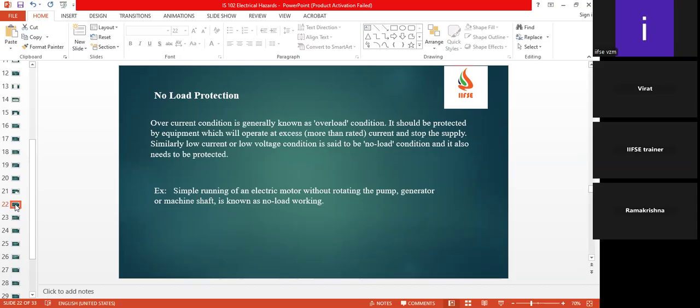When I say no load, here I've taken an example. A simple running of an electric motor without rotating the pump, generator or machine shaft is known as the no load working condition. A motor is running, but it is not giving any output. Only the motor is running, not connected to any activity. This also should be protected.